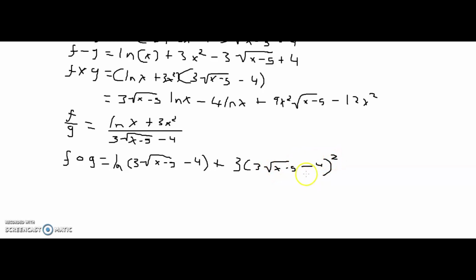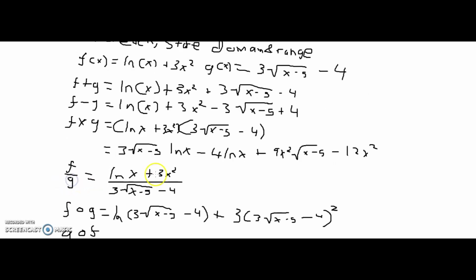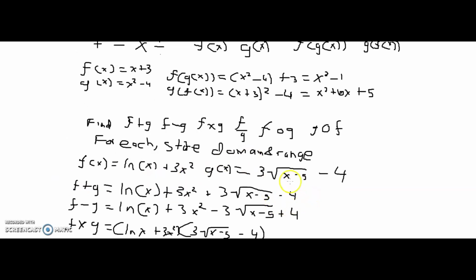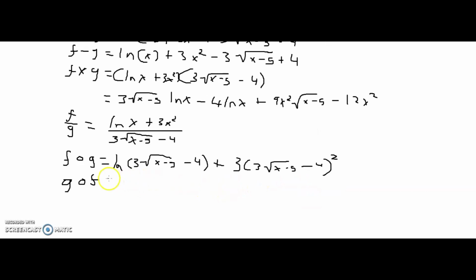And I could square that out. It would turn out to be some messy trinomial, the square root terms. And then if I go the other way, g composed with f, notice here that there is only one x, so I only need to plug in at one spot. So I get 3 times the square root of, in this case, natural log of x plus 3x squared minus 5, and then minus 4.